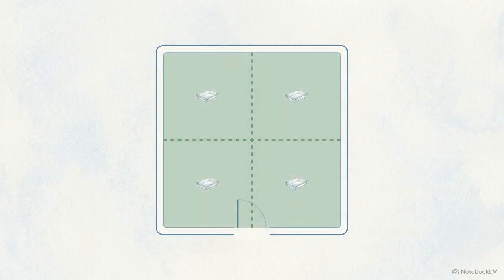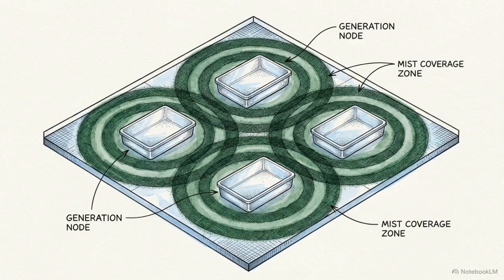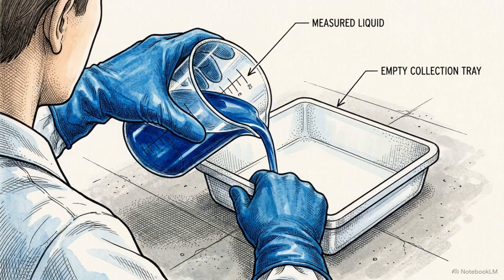Distribute these divided sets into separate plastic trays and place them symmetrically across the floor space. Breaking the materials into multiple generation nodes accelerates the spread of the gas and guarantees even sanitization into all corners of the environment. We are now ready for activation.